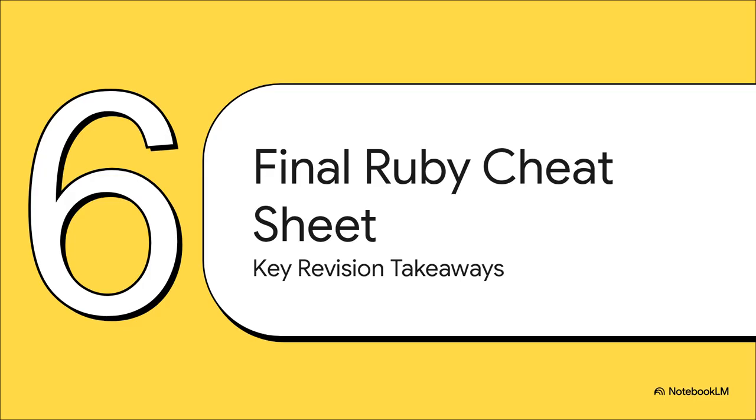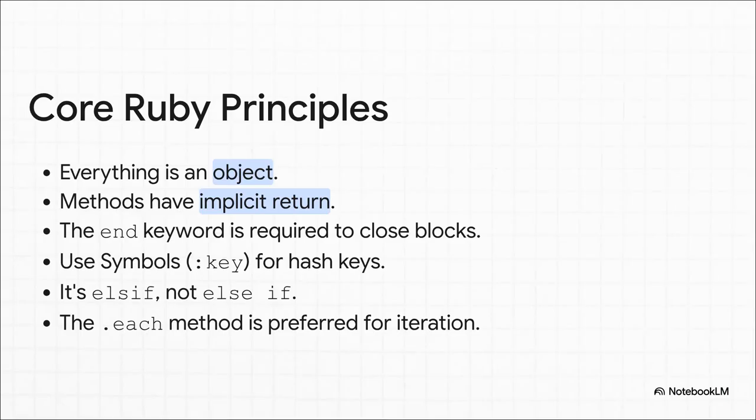Whew! All right, we've covered a ton of ground. Let's boil it all down to a final cheat sheet. These are the absolute most important principles you need to remember to write clean, effective Ruby code. All right, let's lock these in. Remember, everything is an object. Methods have that sweet implicit return. Always, always close your blocks with end. Use symbols for your hash keys.